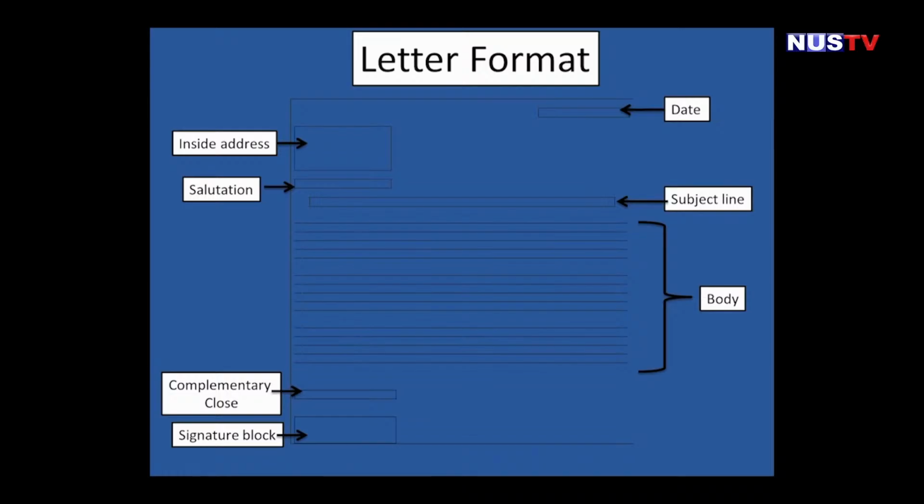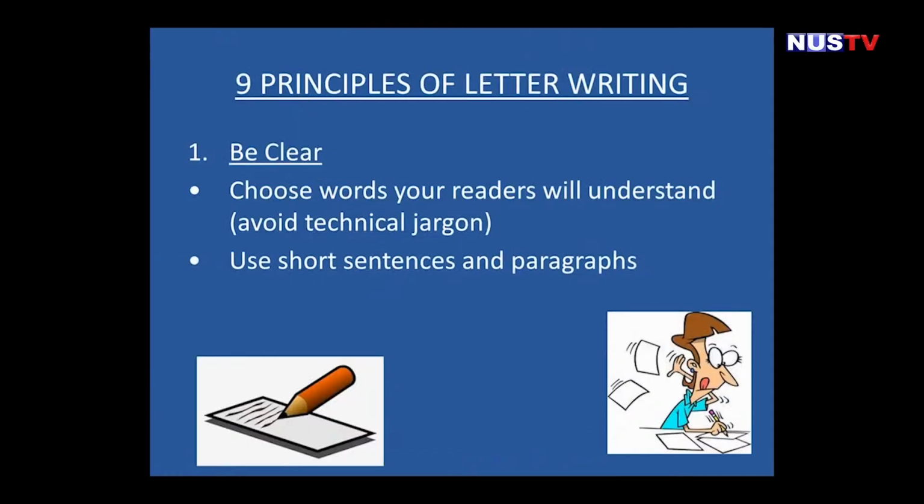So the first thing you need to remember is how the letter is formatted. On the top right hand side of your letter, that is where the date is. Below the date, on the left hand side, there is an inside address. Then you have the salutation. Below the salutation is a subject line, followed by the body of your letter, the complimentary close, followed by the signature block. Okay, so let's look at the 9 principles of writing a letter.